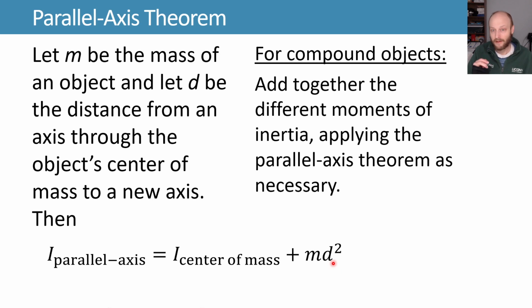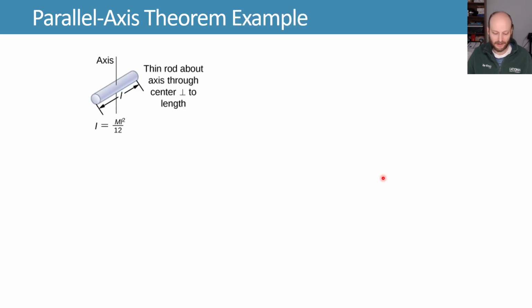For compound objects that consist of multiple things, we can add together our different moments of inertia and apply the parallel-axis theorem as necessary if we're offset from our central axis. Let's look at an example.